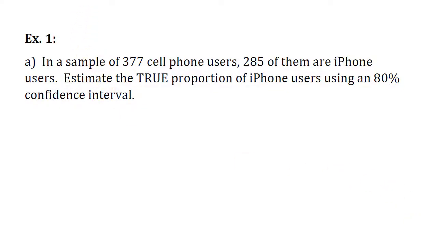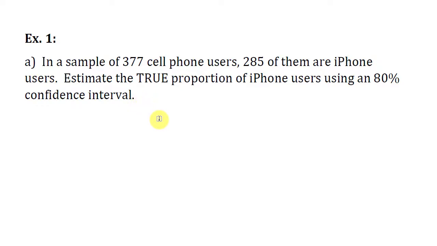All right, so let's now look at some more examples of finding a confidence interval to estimate a proportion. So we are now at a formal example 1 here. And in this particular example, I will be going through quite a few different questions. So question in part A of example 1. In a sample of 377 cell phone users, 285 of them are iPhone users. Estimate the true proportion of iPhone users using an 80% confidence interval.